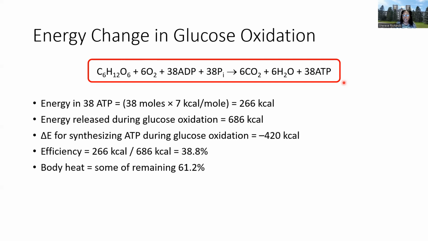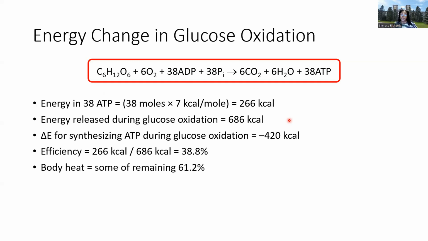Now, just to illustrate that this is not a perfectly efficient process, we're going to look at what would happen if we would take 38 ATP and try to work in the reverse, right? If we took 38 molecules of ATP, we would generate 38 moles by 7 kilocalories per mole, and that would give us 266 kilocalories of energy. So in theory, 38 ATP should give us about, or in our body will give us about 266 kilocalories per mole. So this is impractical, right? This is what happens in our body.